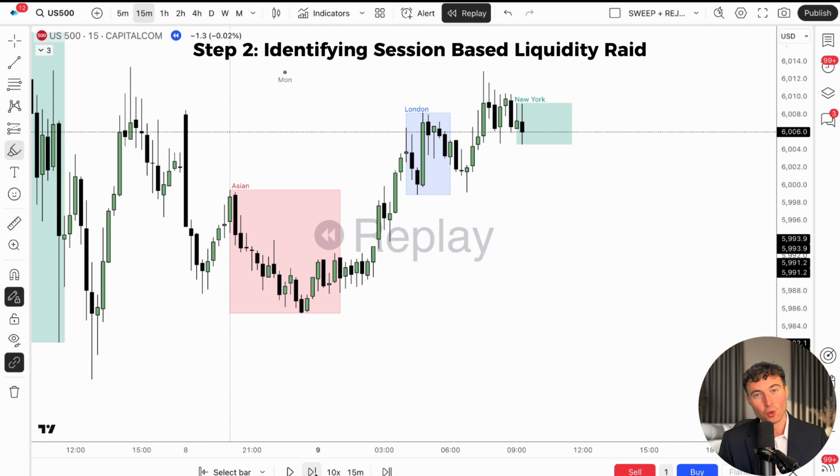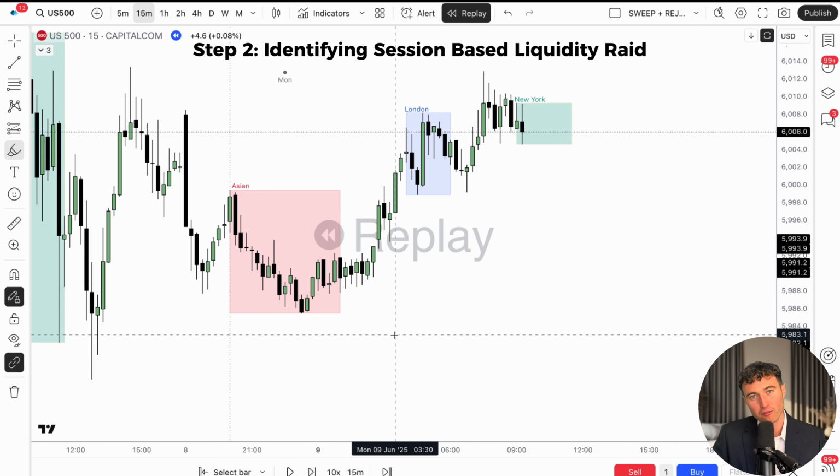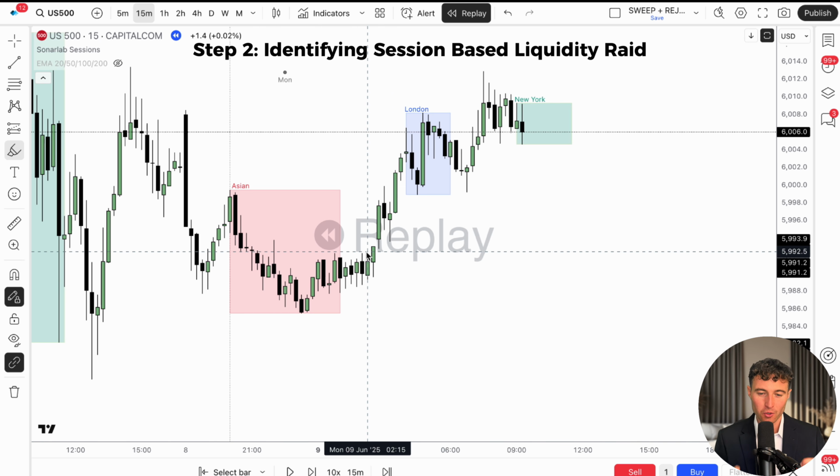And the reason why it's so important is because if you cannot see the liquidity, it's extremely likely that you will end up becoming the liquidity. This was a concept that was made very popular from ICT himself. And this is something that took me 4 years to work out. Okay, so how do we identify session-based liquidity raids?